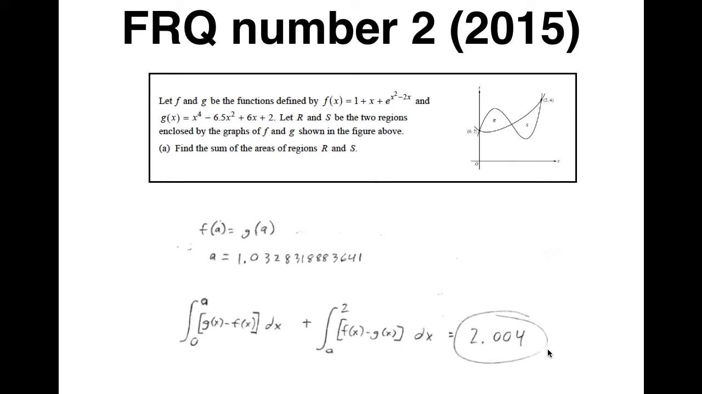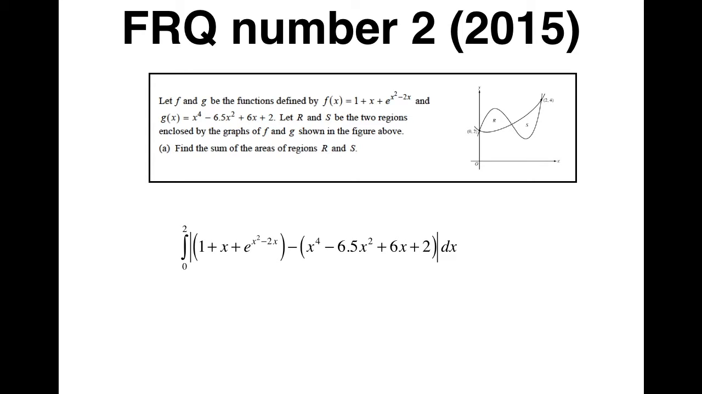And the student finds 2.004, which was correct. So notice the number of decimals. And the student earned 4 points out of 4. The first point was earned for writing the limits correctly, so from 0 to A, and here from A to 2. There was a point earned by being careful with the order of the functions. For region R, it's g minus f. Same for region S, it's f minus g, and then 1 point for the answer accurate to 3 decimals.